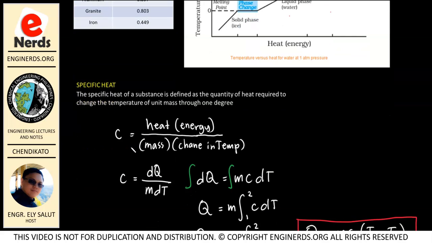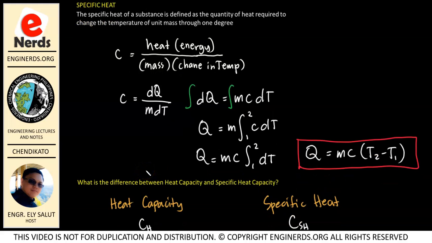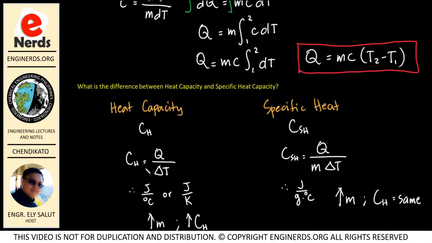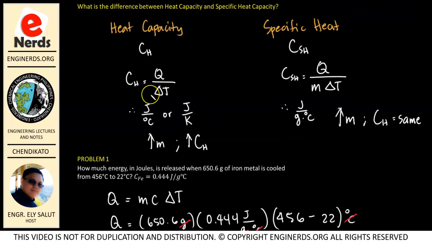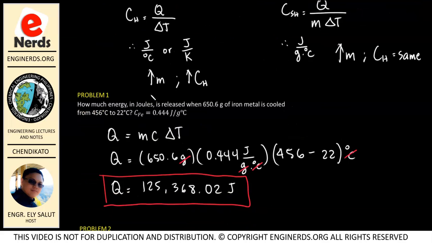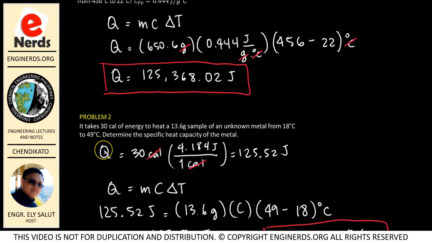Okay, so we're going to derive the equation for specific heat, which is Q is equal to mc(T2 minus T1). And then one of the usual questions we encounter in studying thermodynamics and physical chemistry is the terms heat capacity and specific heat. So what is the difference between heat capacity and specific heat? And then after that, we're going to apply what we learned by answering these two problems involving specific heat.